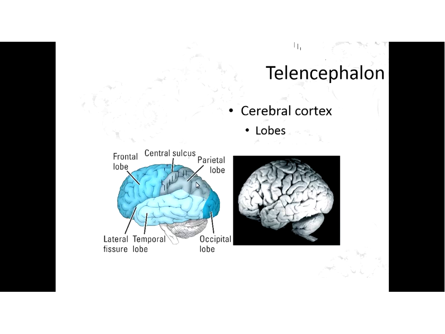Now the occipital lobe, this darker blue area here, plays an important role in processing visual information. So this is an easy one. The occipital lobe is important for processing visual information. It's very, very important in that respect.